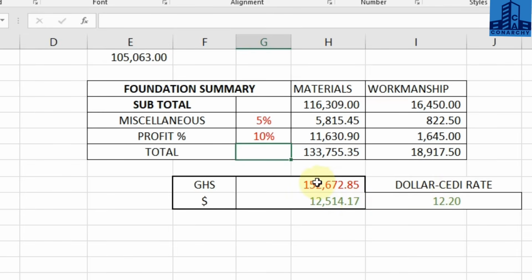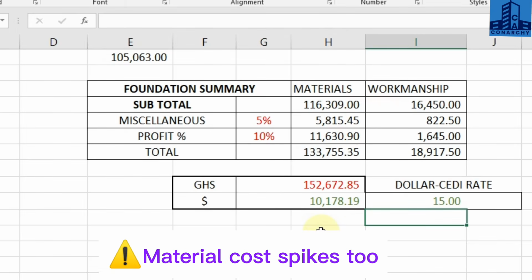So that's in Ghana cedis. In dollars, we have our dollar rate here. So at the moment, the dollar is at 12.2 cedis. You just divide the Ghana cedis by the dollar rate to get the amount in dollars. So in dollars, that's $12,514 for this foundation. For those in other countries, this value can change depending on the dollar rate. So let's say the dollar reaches, let me say, 15 cedis. That means the price also becomes very good for you guys. So as the dollar goes high, you see your cost also comes down, but we don't really want that here.